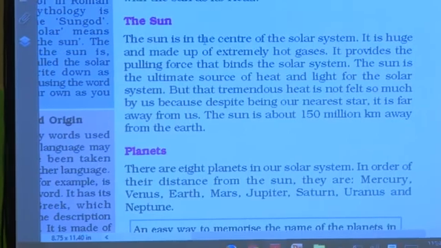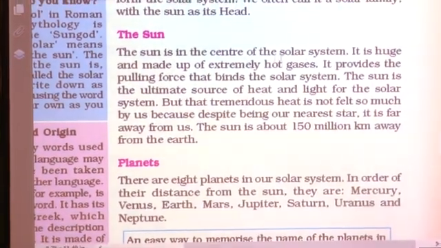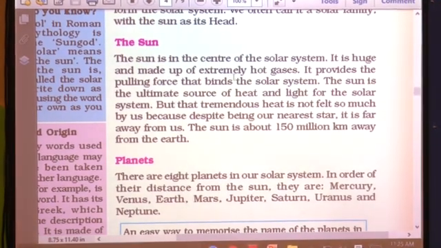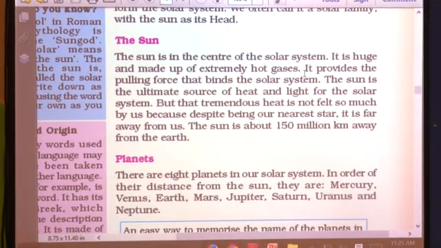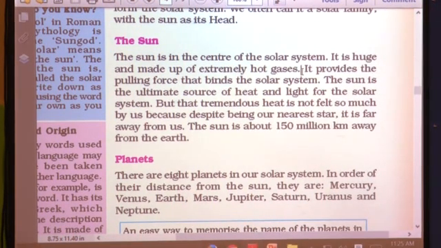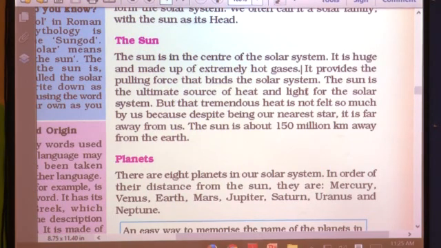The Sun is in the center of the solar system. It is huge and made up of extremely hot gases. It means the Sun is at the center of the solar system and is a hot ball of gases. What does it do? It provides the pulling force that holds the solar system together.